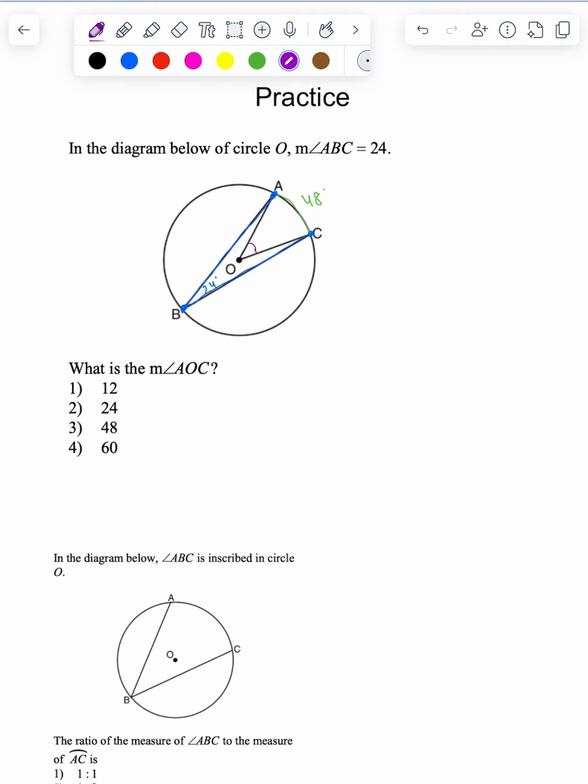I'm looking for angle AOC. Angle AOC has its vertex on the center of the circle. So angle AOC is a central angle. And if I follow the rays to where they land on the circle, I see that the intercepted arc for angle AOC is also arc AC that I just highlighted in purple. Central angles are equal to their intercepted arcs. So if the intercepted arc is 48, the central angle is 48 degrees as well.